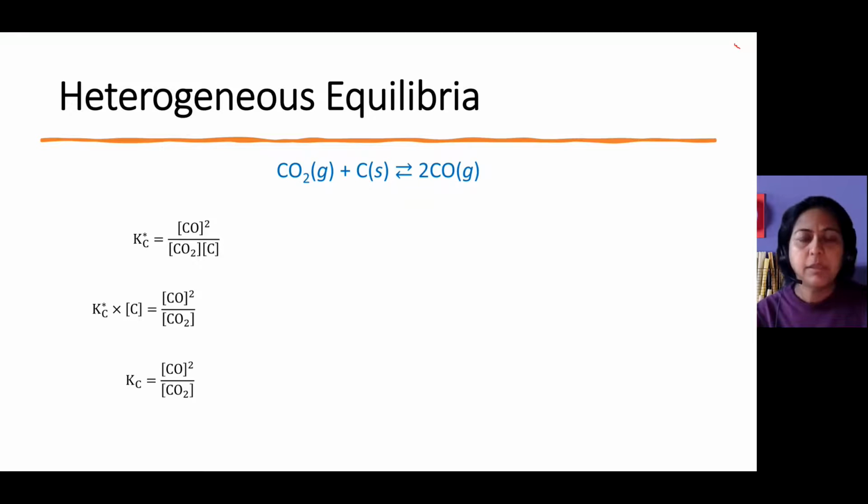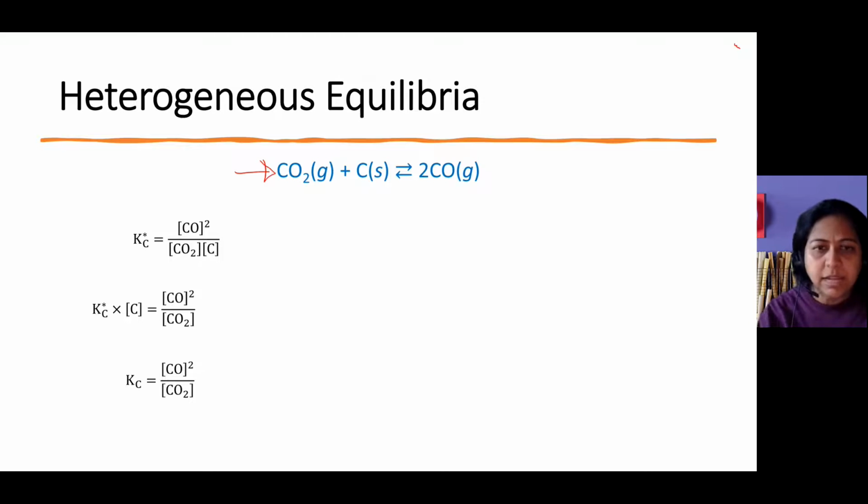Heterogeneous equilibrium. So far, we just talked about the equilibrium with homogeneous systems, where all the species components in the reaction were in the aqueous medium. But let's look at a reaction like this. The carbon dioxide gas is in equilibrium with carbon solid and with the carbon monoxide gas.